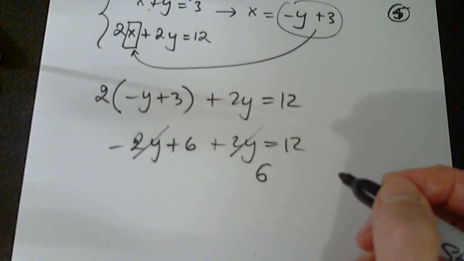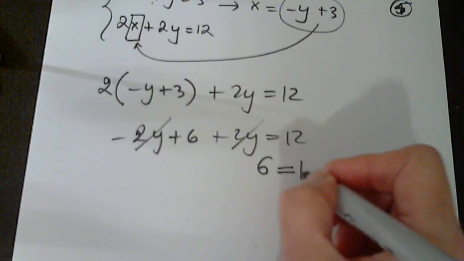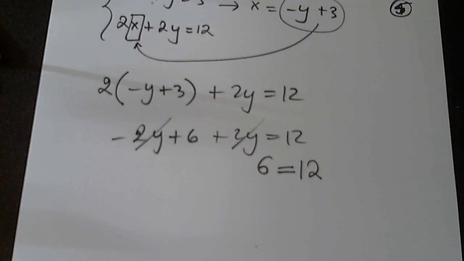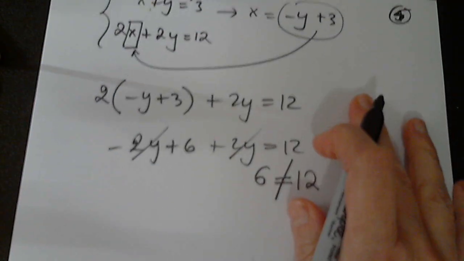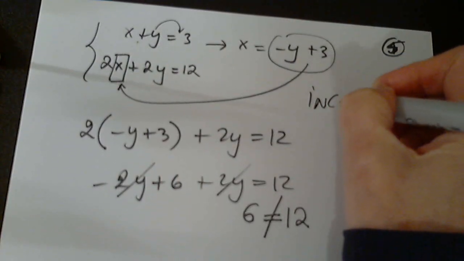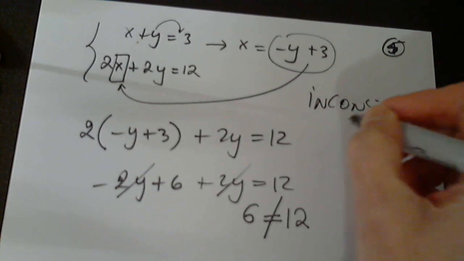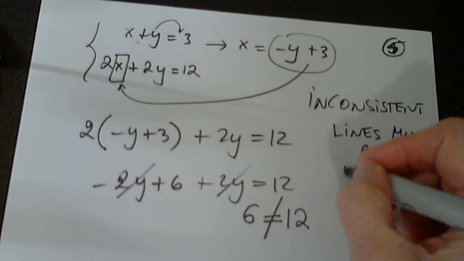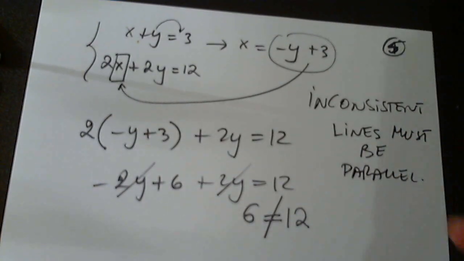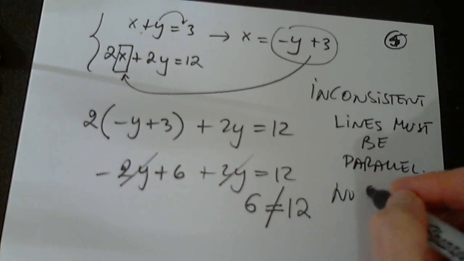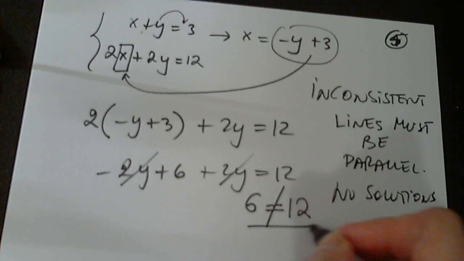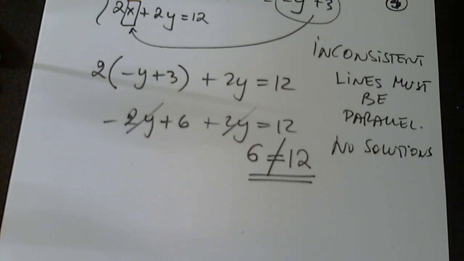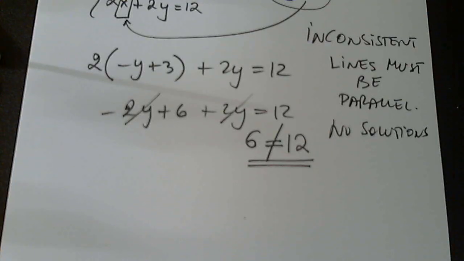I'm telling you that if you have $6 in your pocket, it's the same thing with having $12 in your pocket. What do you think about that statement? Not false. Absolutely. That's not possible. So the system is inconsistent. The lines must be parallel. And there are no solutions. I got a false statement. Not acceptable.